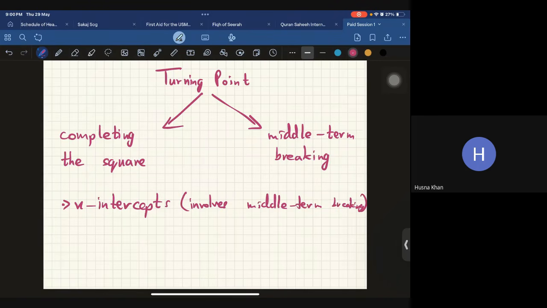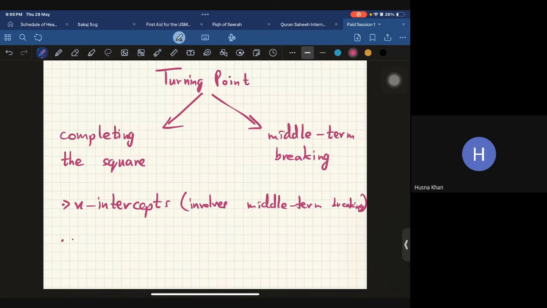In questions where middle term breaking doesn't apply, x-intercepts are found using the quadratic formula. But again, considering that you won't have a calculator, they shouldn't be asking you questions where the quadratic formula applies, so they won't give you those kinds of equations.